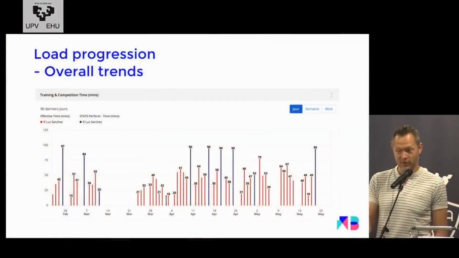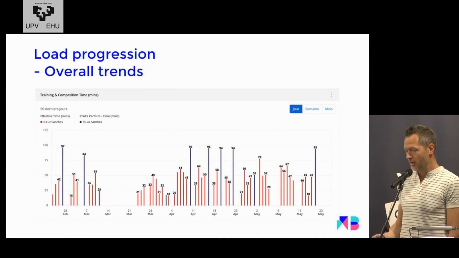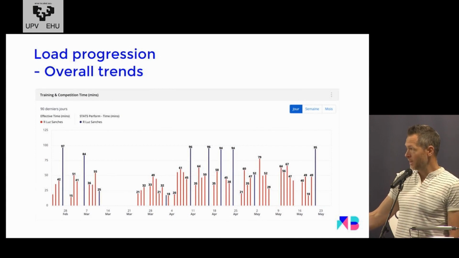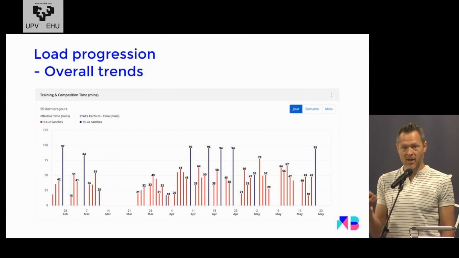Then, of course, as soon as the player comes back on the pitch, it's important to monitor his work. And this is where, of course, the use of GPS is obviously very, very helpful. But before GPS, you can just start by tracking the time the player is on the pitch. That's no technology to start with. And in this case, red bars are the time the player has been training, and all the blue bars are the games.